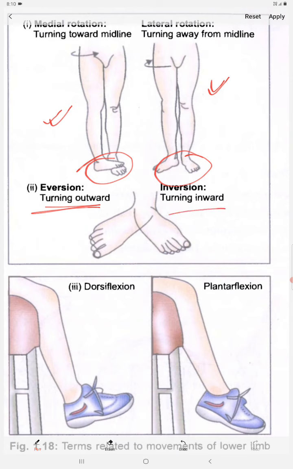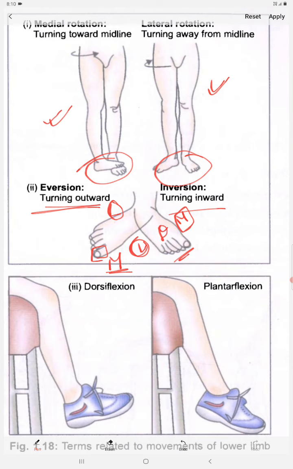So here you can see the foot. This is the dorsum of the foot, and the other side will be the sole of the foot. This is the medial border of the foot, and this is the lateral border of the foot. Remember this, wherever the big toe is present, that is called the medial border, which means towards the midline. And where the little toe, the fifth digit, is present, that is called the lateral border of the foot.